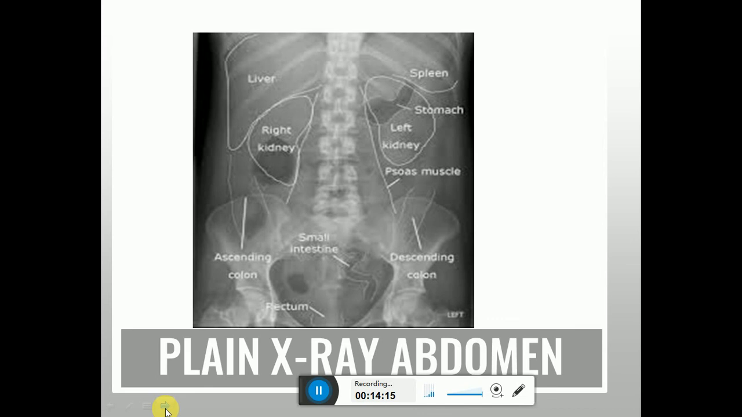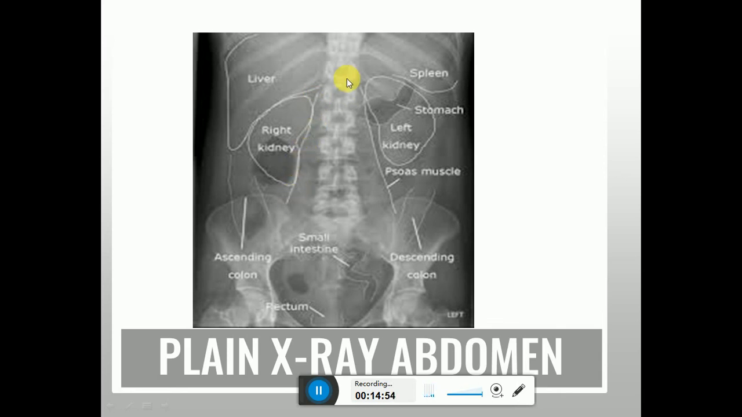Yes. Now we have seen that we can visualize soft tissue shadows. Here you can see this one is liver. This shadow is of liver. This one is of spleen. On both the sides, on the right side right kidney and on the left side left kidney. Fine.